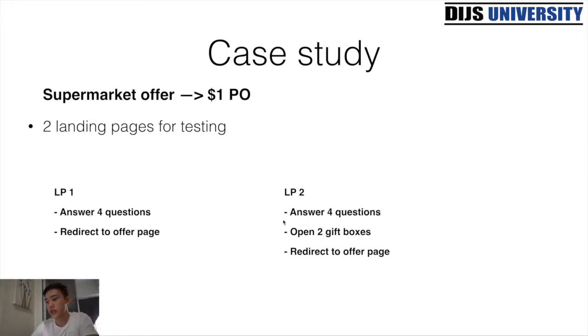Then on landing page 2, they had to answer the exact same 4 questions as landing page 1, except after answering them, they are brought to like 12 gift boxes that they have to open. They have 3 chances to open the gift boxes, but after opening 2 gift boxes, they always get the prize. So they open the second gift box, and it says you just won your gift card, you're the lucky one, and then they are brought to the offer page. So quite different. This one is shorter, and this one is a little longer.